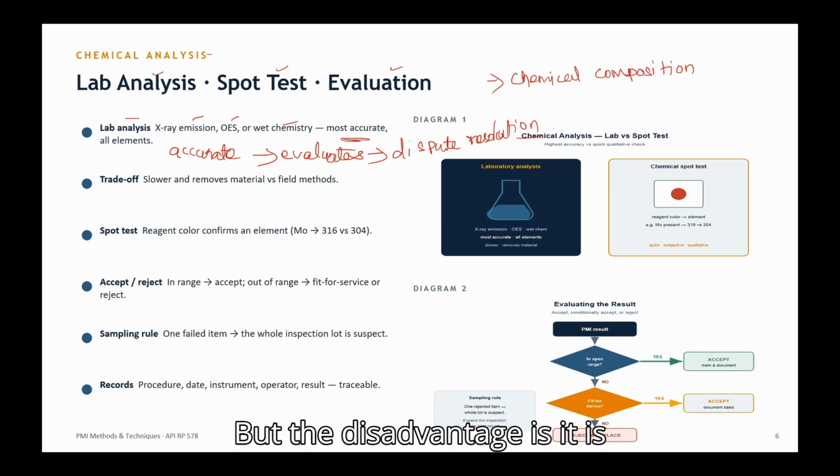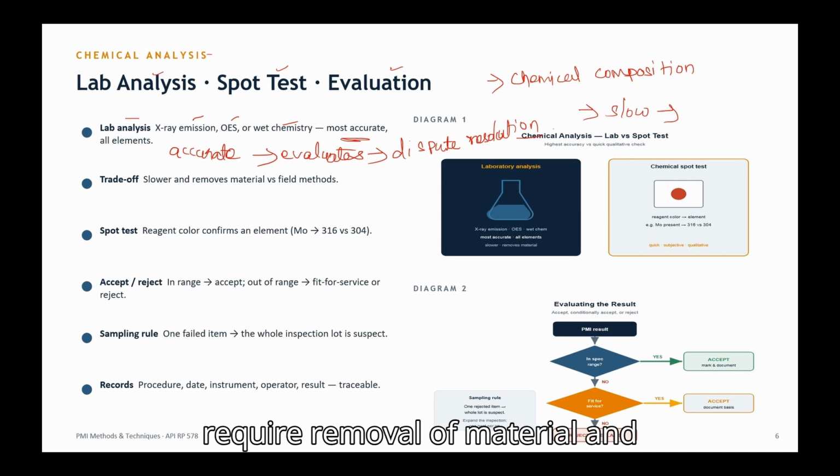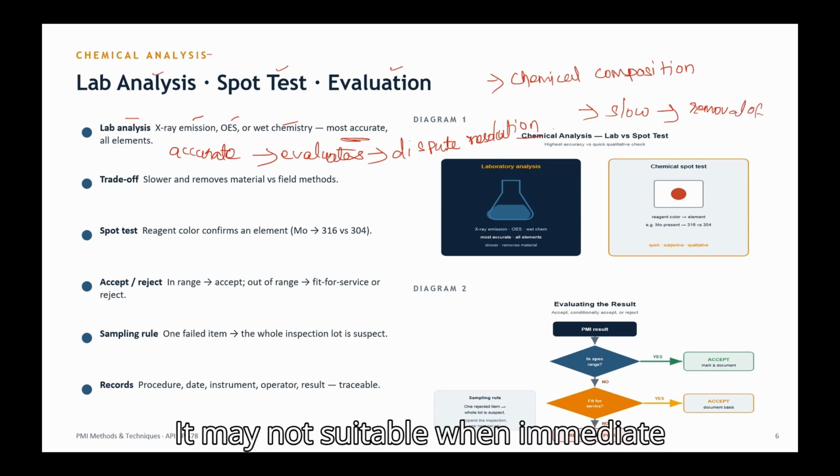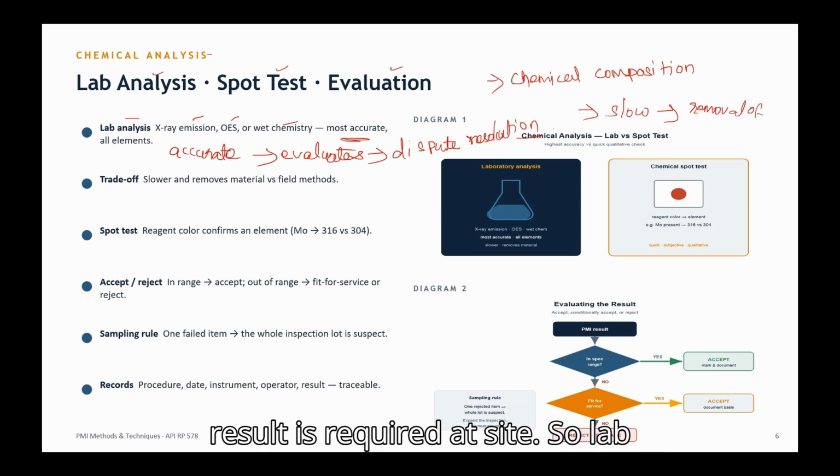But the disadvantage is that it is slower than field PMI methods. It is very slow and may require removal of material. It may not be suitable when an immediate result is required at site. So lab analysis is accurate, but it is not always the fastest method.